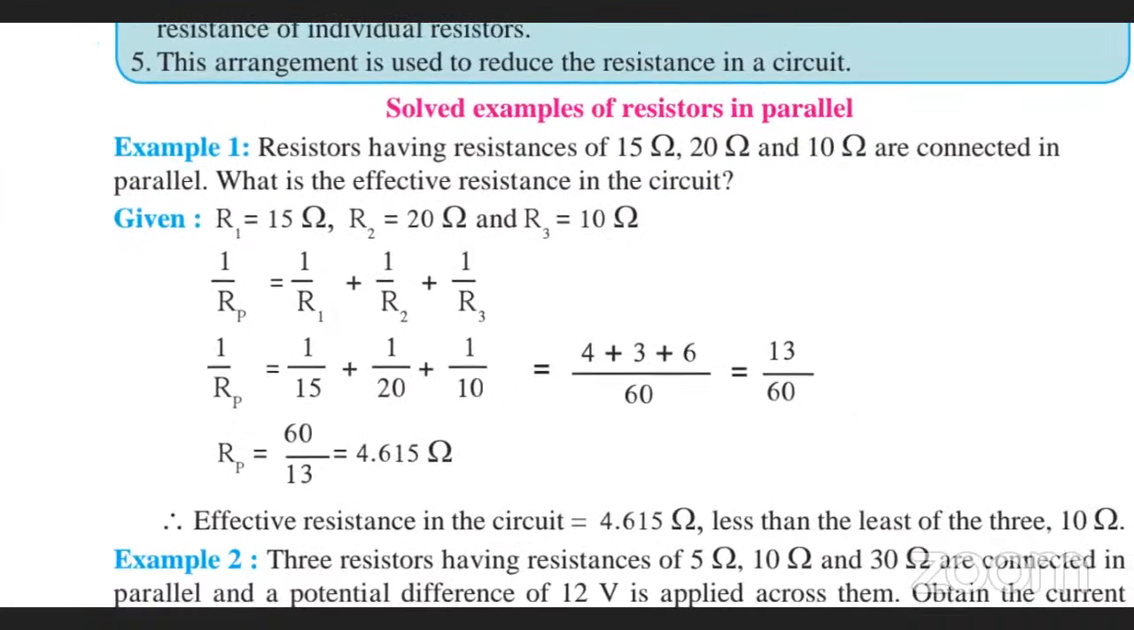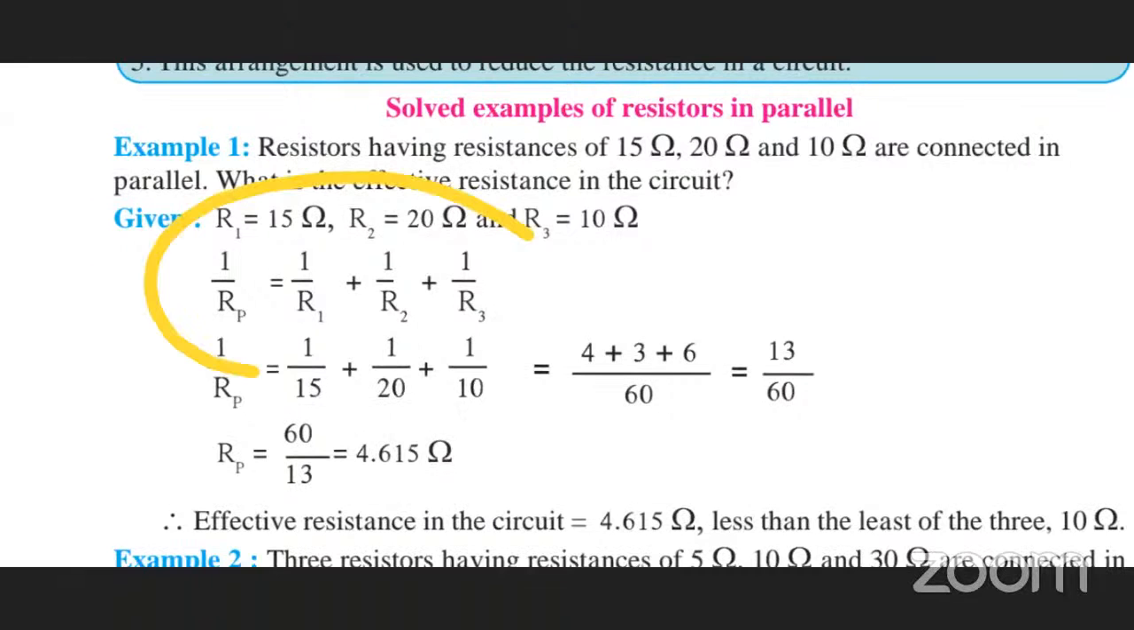The resistors having resistance of 15 ohm, 20 ohm and 10 ohm are connected in parallel. What is the effective resistance? So the formula is given here. This is the formula for effective resistance. So what we have to do is just put the values of R1, R2 and R3, and then carry out the simple calculations.